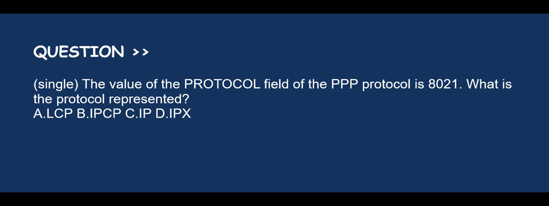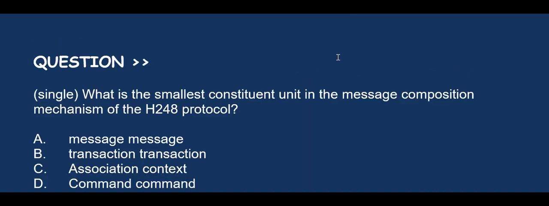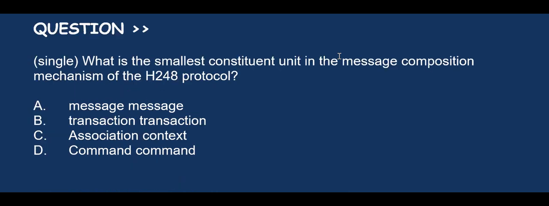Next question. The value of the protocol field of the PPP protocol is 8021. What is the protocol represented? Option A LCP, option B IPCP, option C IP, option D IPX. Option B is correct. Next one, what is the smallest constituent unit in the message composition mechanism of the H248 protocol? Option A message, option B transaction, option C association context, option D command.